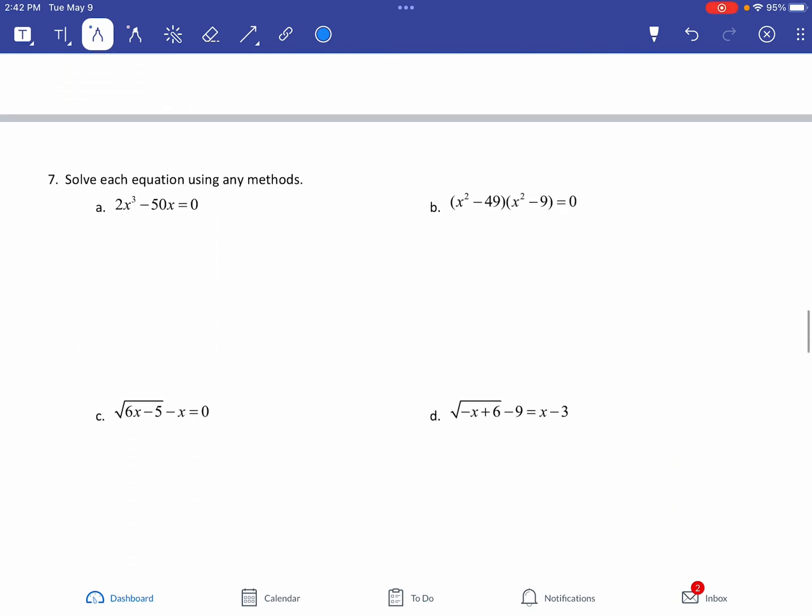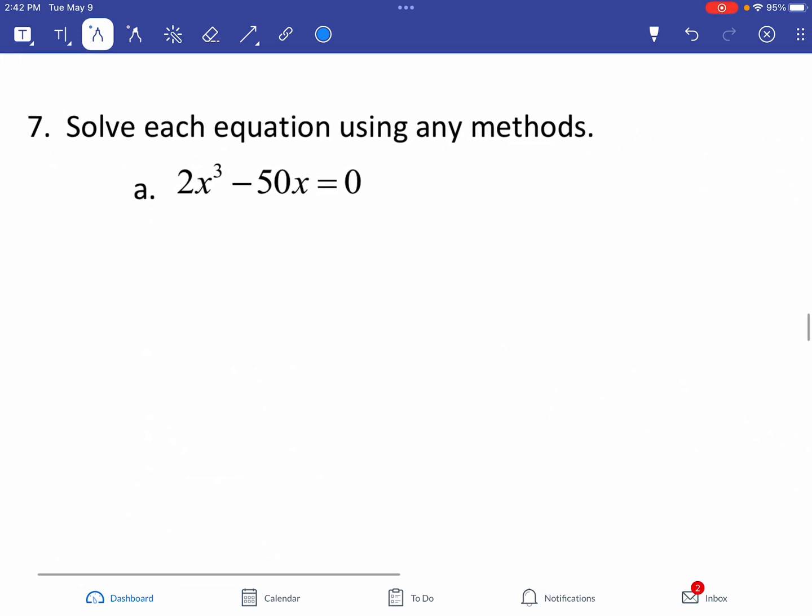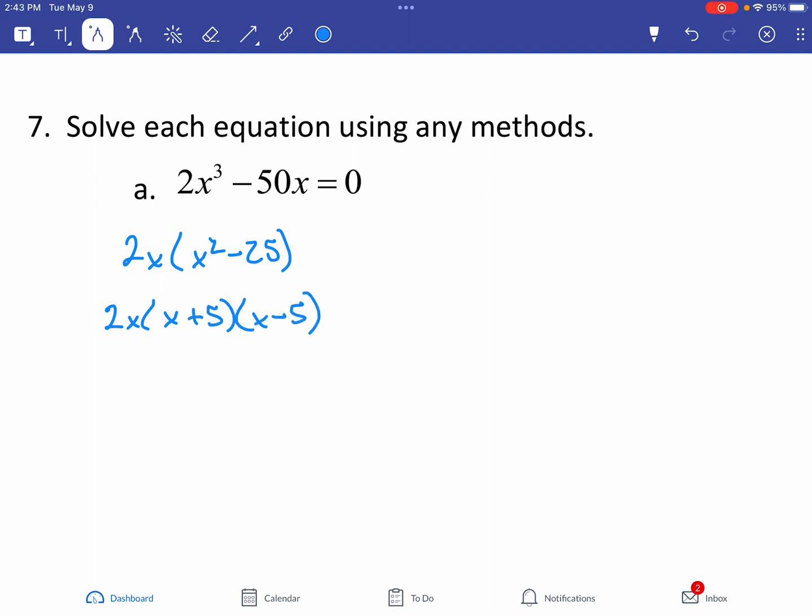All right, solving some equations. Okay, this is an oldie but goldie. All right, so we have 2x cubed minus 50x. Out of these 2 terms, you can take out a 2 and an x, and you're left with x squared minus 25. Okay, the x squared minus 25 is the difference of 2 squares. I'm going to keep the 2x in there. It gives me x plus 5 and x minus 5.